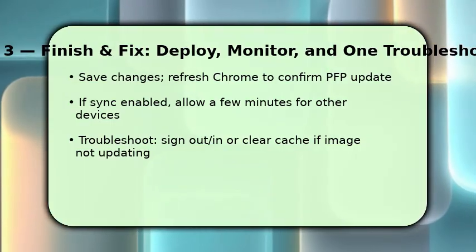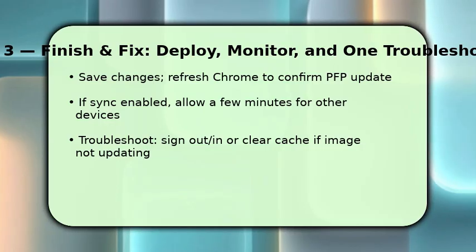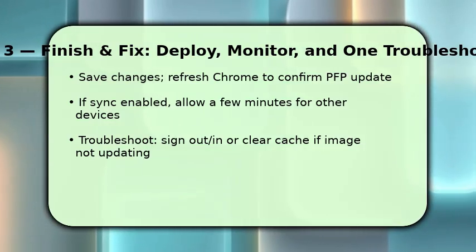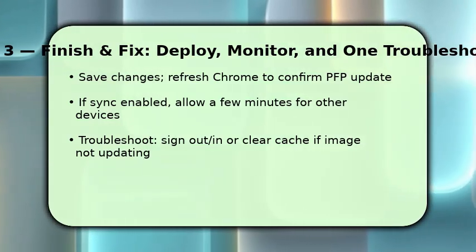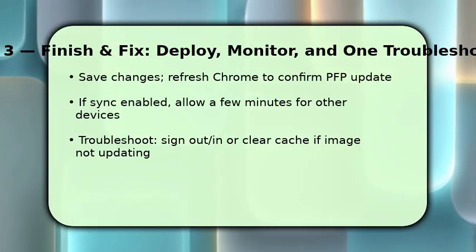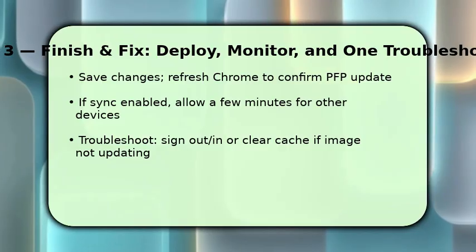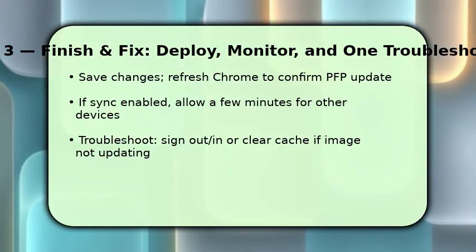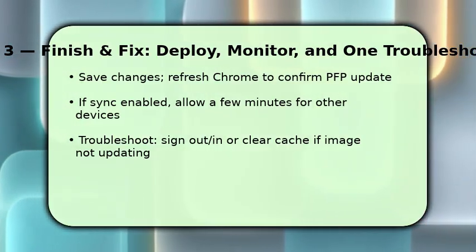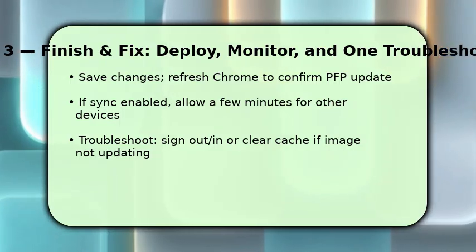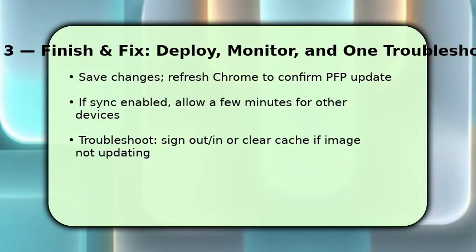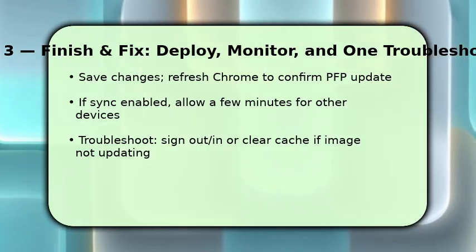You should see it in the top right and on the new tab page. If you enabled sync, make sure other devices are online because propagation can take a few minutes. If the image fails to update, sign out and sign back in or clear the browser cache. This forces Chrome to fetch the latest profile data. If problems persist, try uploading a different image to rule out file-specific issues.